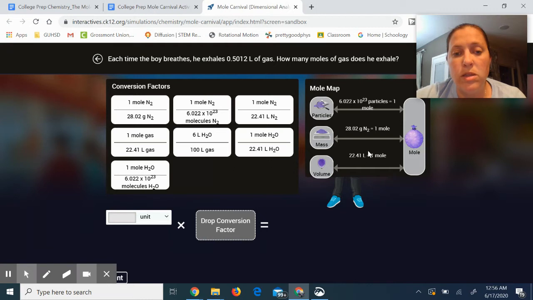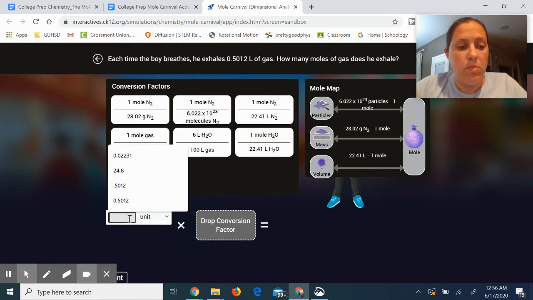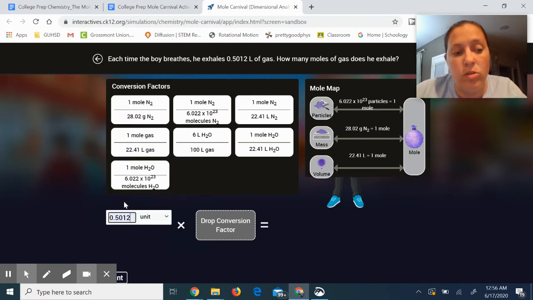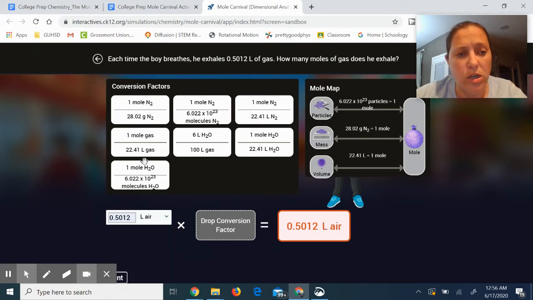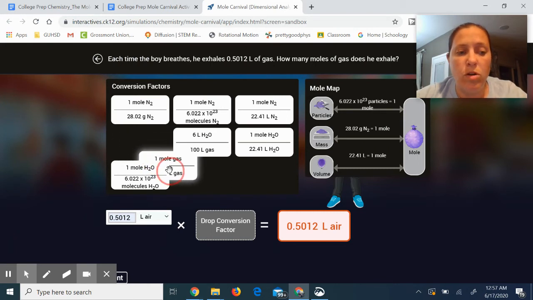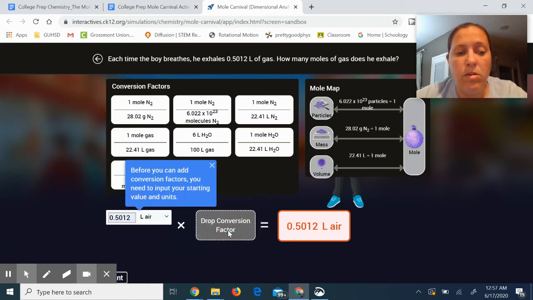So I'm going to use this conversion factor. The first thing that I'm going to do is type in here my 0.5012, and you'll notice I've already done this calculation on this screen before. Now, I'm going to change that to liters. So the first thing I think is liters of air. Sure, because you're breathing out and breathing in air, right? So if I move this, okay, I see my 22.41 liters, and I move that there.